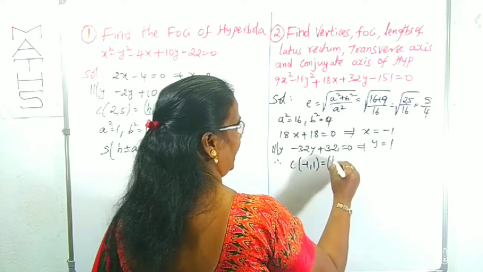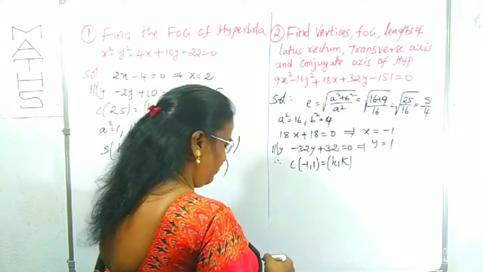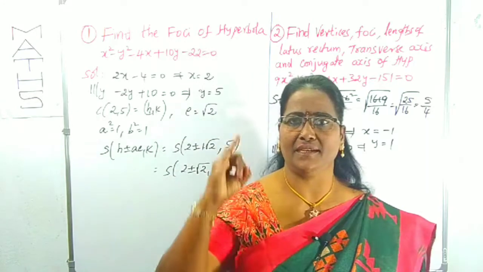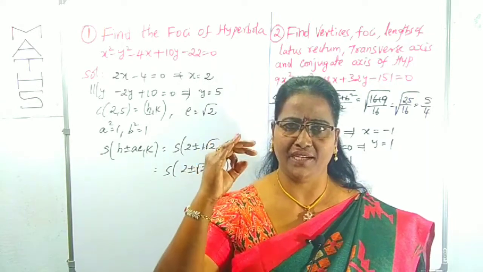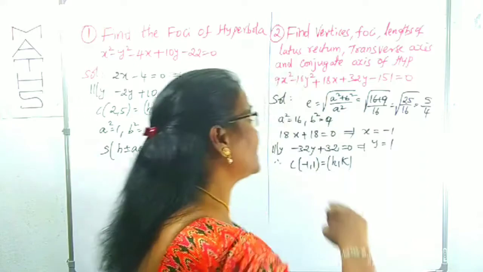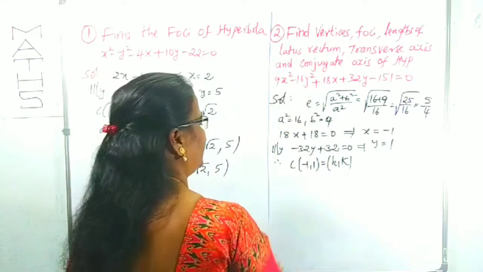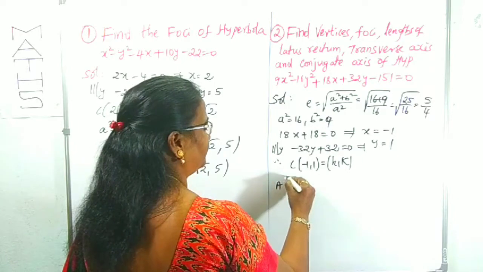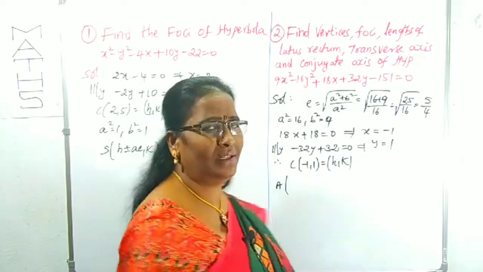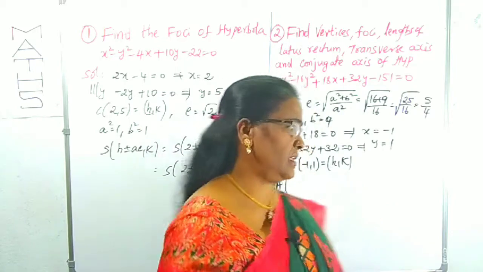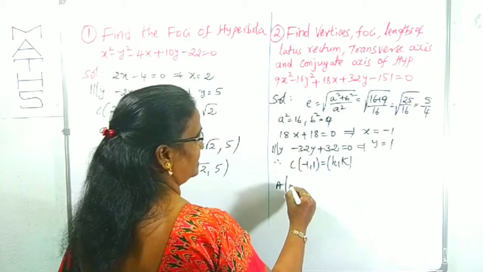It should be taken as h, k. You know all values are ready. h, k is ready, and a square, b square, e values are ready to use for the various contents. Now we can recollect the various contents. First, what is asked? Vertices. This is clearly which hyperbola? Transverse hyperbola.